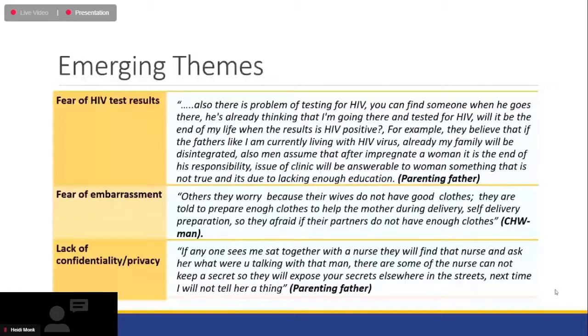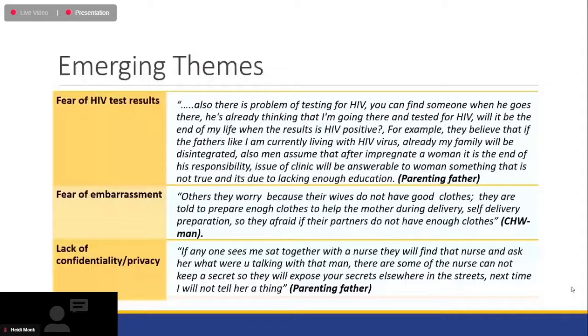So again, a number of men had a sense of fear towards HIV testing because they thought once they escort their partner to the health facility, definitely they are going to be tested. And the fear was so huge to the extent that they thought, suppose they are tested positive, what will happen? Who will take care of the family? Probably the community will start to stigmatize them. So they opted to shy away from whatever services that is provided to their nearby facilities.